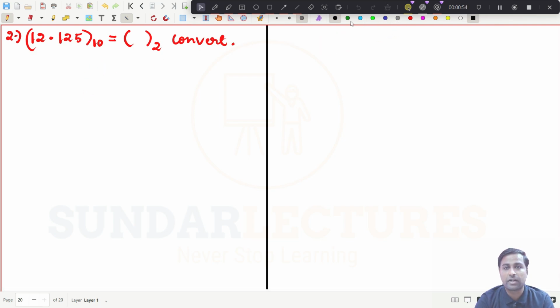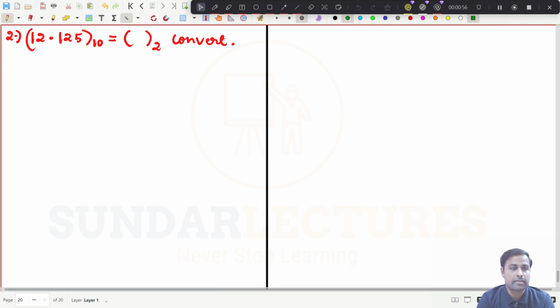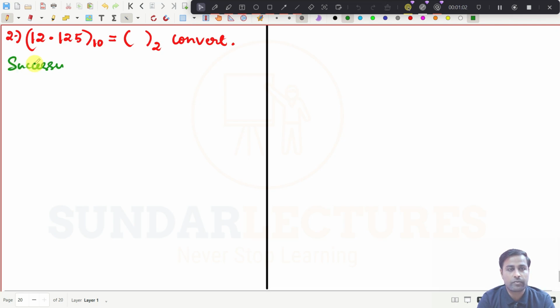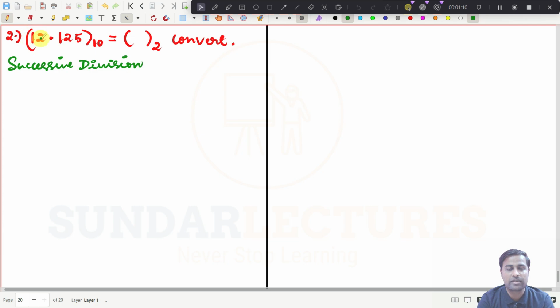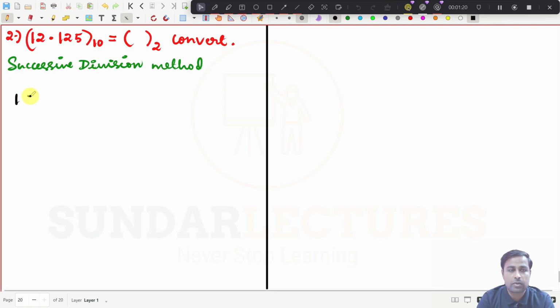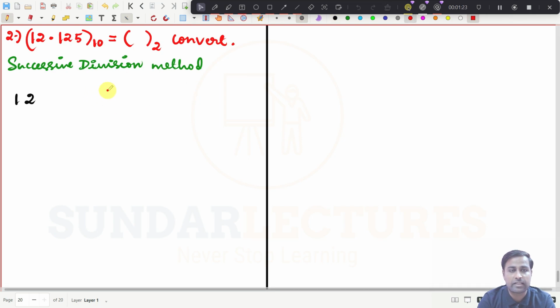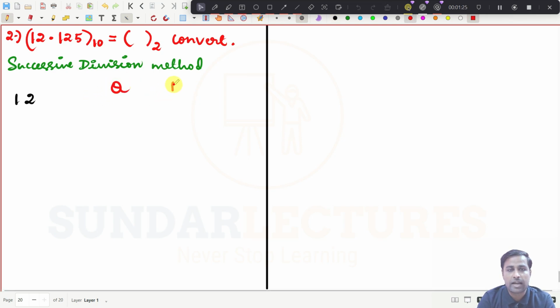First, we will go for the successive division method. For the successive division method, you have to take this integer part alone. So we will take this 12, and we generally write it like this, where this is quotient and this is remainder, right? So you have to divide this by 2, right?